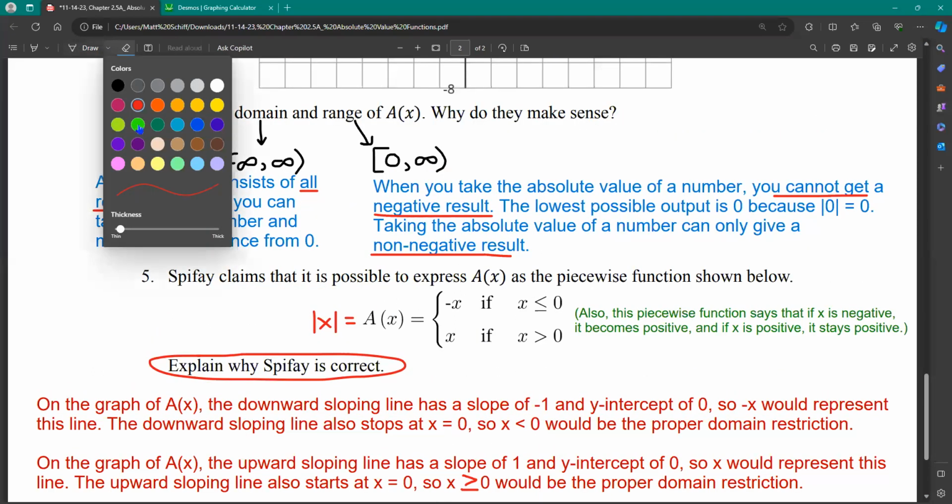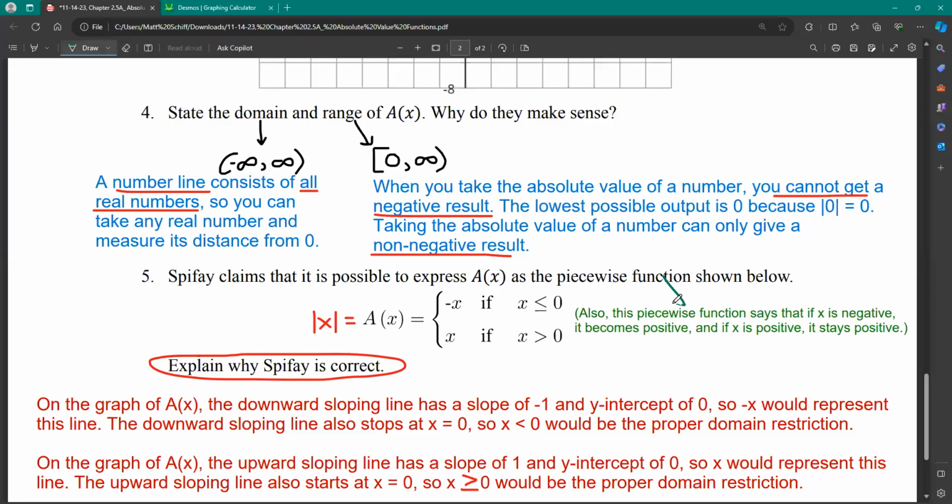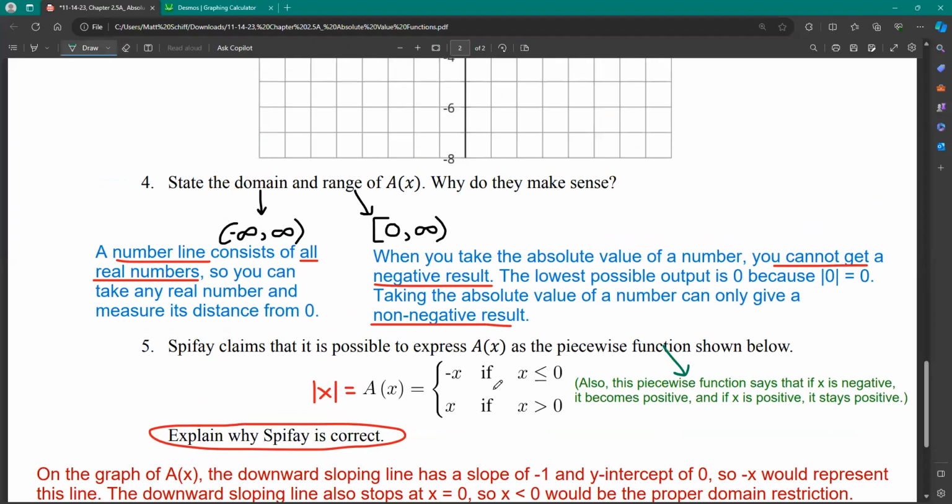I also have another way of looking at this. If you look at the green part here, this piecewise function captures exactly what an absolute value function does. So again, x could be anything, positive or negative. So if x is a negative number, and you take the absolute value of a negative, you essentially multiply it by -1, and then it becomes positive.